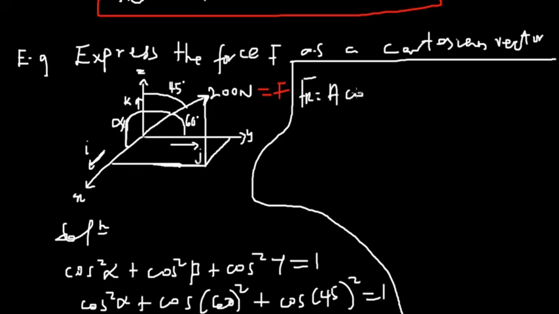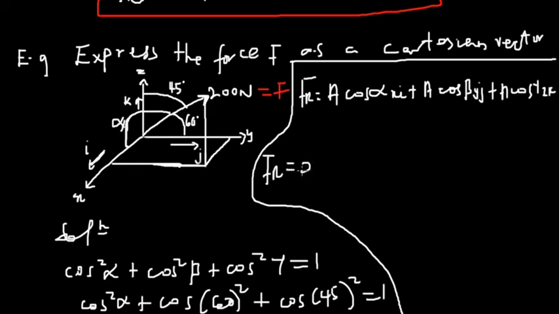which is F cos alpha i plus the same force cos beta j, and then plus F cos gamma k. That's what this means. So let's see how we solve that. So we have F_R, and then we have 200. So we have 200 cos of alpha.